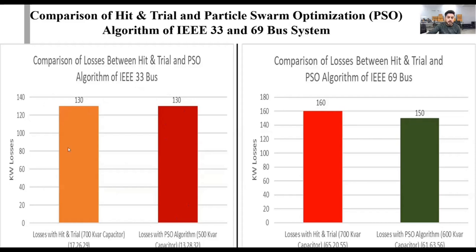So this system is the 33 bus system, and this is the IEEE 69 bus system. In this, we got the results with the hit and trial method. In the hit and trial method, we got 160 kilowatt losses, and after applying the PSO algorithm, we got 150 kilowatt losses. Also, the rating is different. In the hit and trial method, we got the result at 700 kVAr capacitor, and after applying the PSO algorithm, we got the same or more improved results at 600 kVAr capacitor.